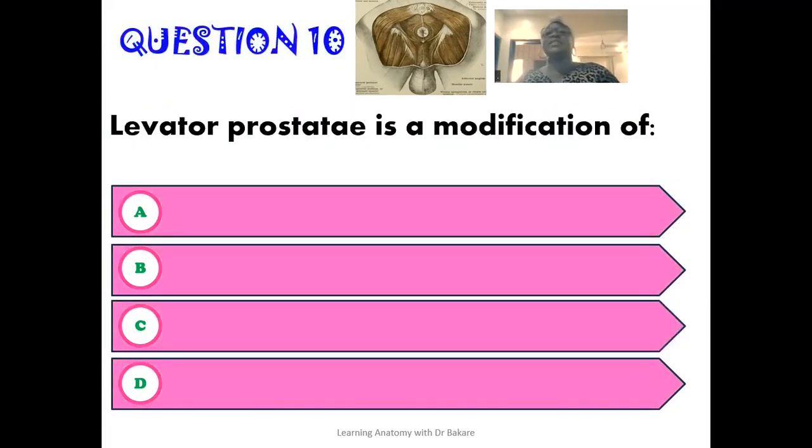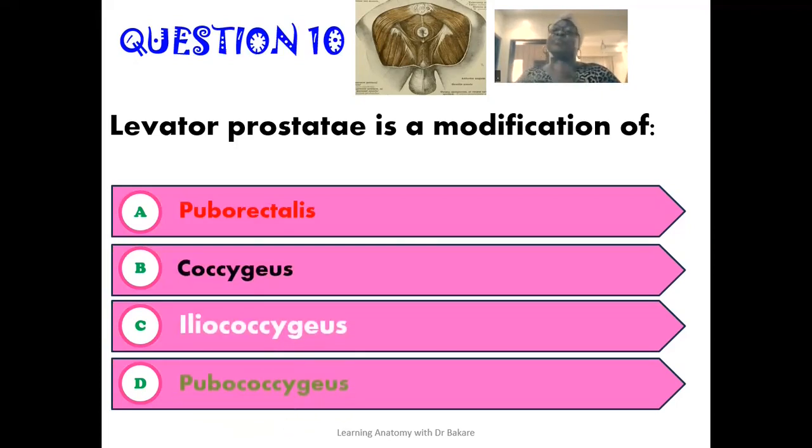The last question, which is the 10th question, reads that the levator prostatae is a modification of what? The levator prostatae is a modification of one of the muscles of the pelvic floor, the pelvic diaphragm, and it is seen to be inserted on the wall of the prostate gland. This is where the name is drafted from. So specifically, which of these muscles is seen to provide a modification that is referred to as the levator prostatae? Is it the puborectalis? Is it the coccygeus? Is it the iliococcygeus? Or is it the pubococcygeus?